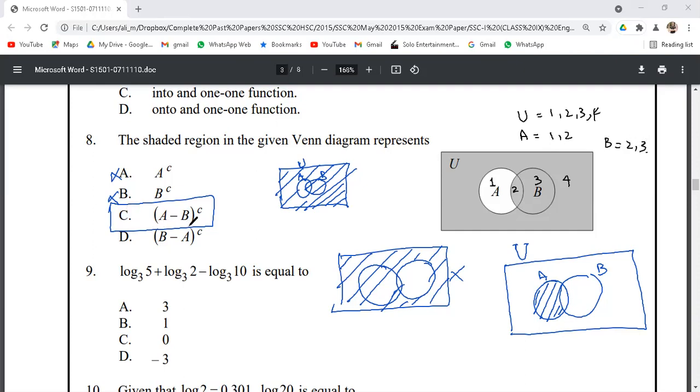So if we solve (A minus B) whole complement, our result will be the shaded region, that is 2, 3, and 4. So this will be equal to (A minus B) whole complement. The correct option we have is option C.